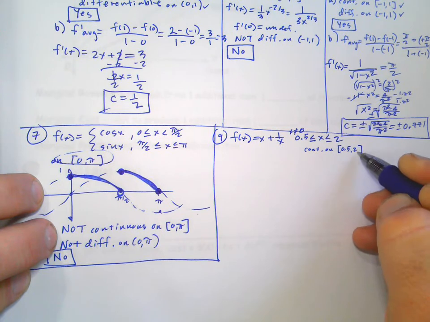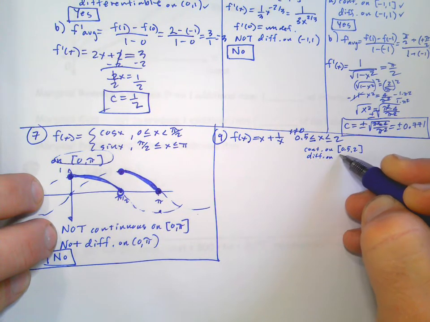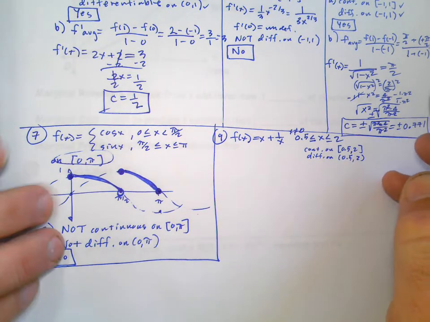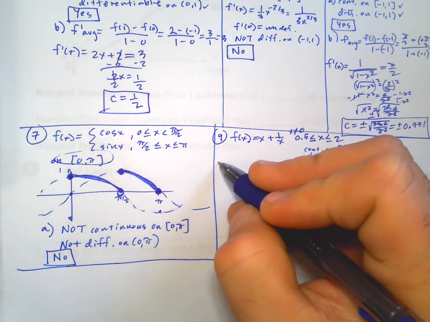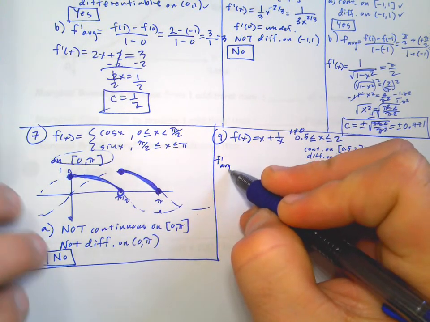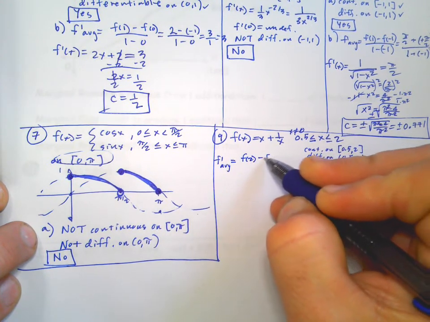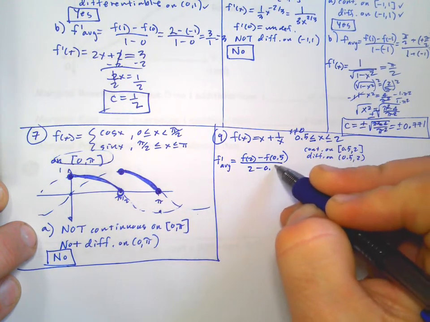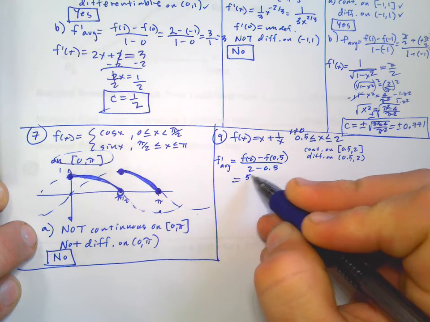And it is differentiable on the open interval, unless I find something else that contradicts that. Okay, so we got to find the average slope, f prime average. And so that's going to be f of 2 minus f of 0.5 over 2 minus 0.5. And so if you plug 2 in here, you get 2.5, 5 halves.